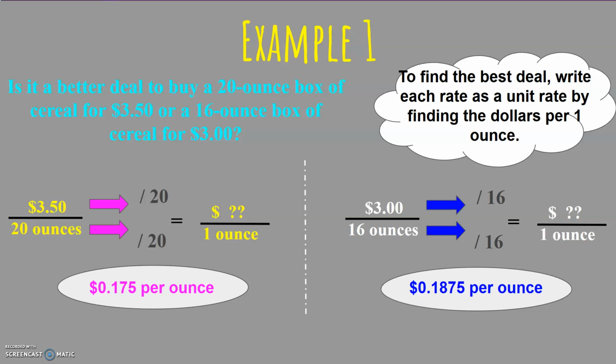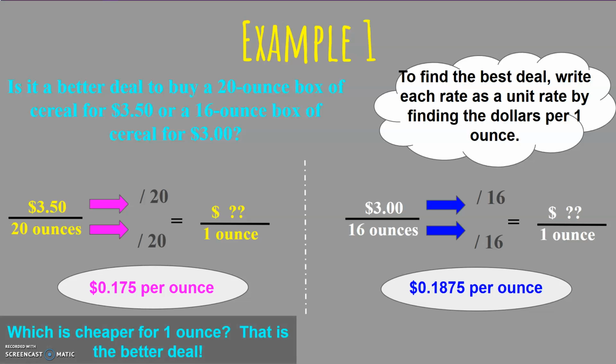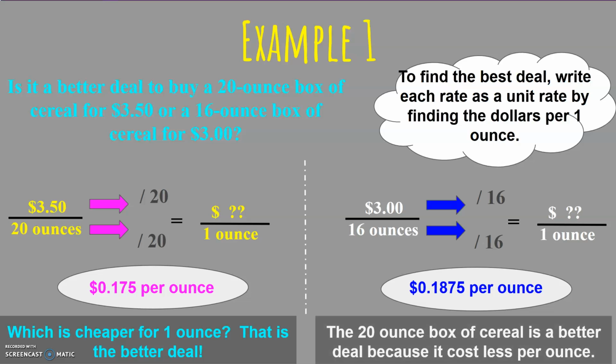18.75 cents per ounce. So, which is larger, 17 cents per ounce or 18 cents per ounce? The 20-ounce box of cereal is a better deal because it costs less per ounce. 17 cents per ounce is less than 18 cents per ounce. So it's a better deal to buy the 20-ounce box for $3.50 than the 16-ounce box for $3.